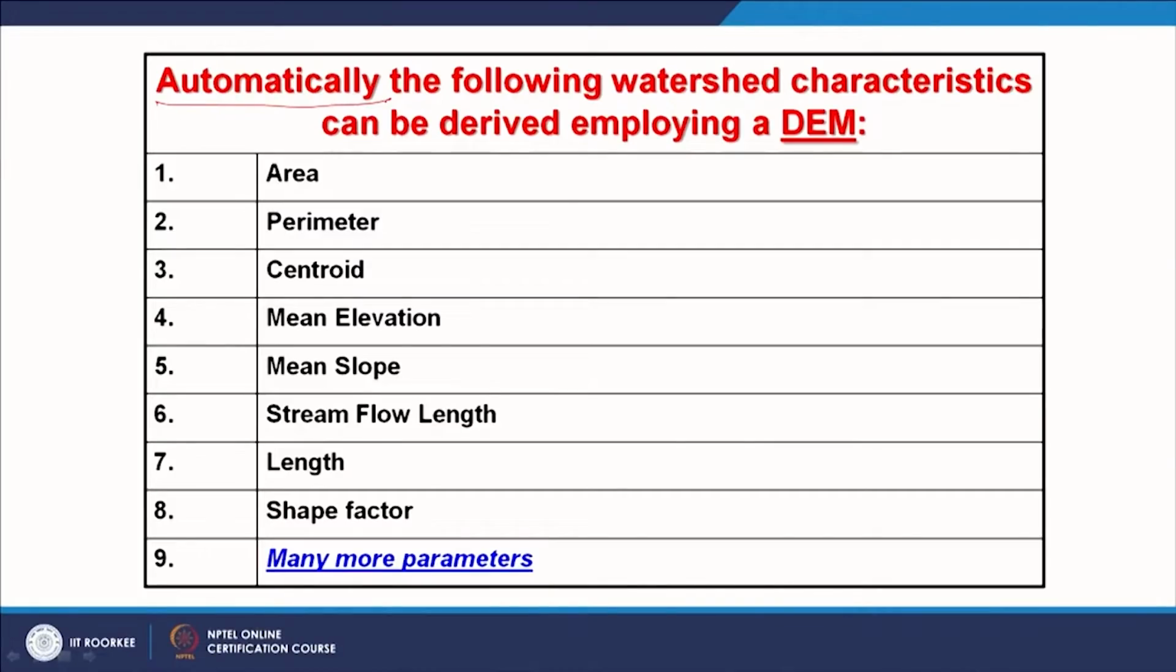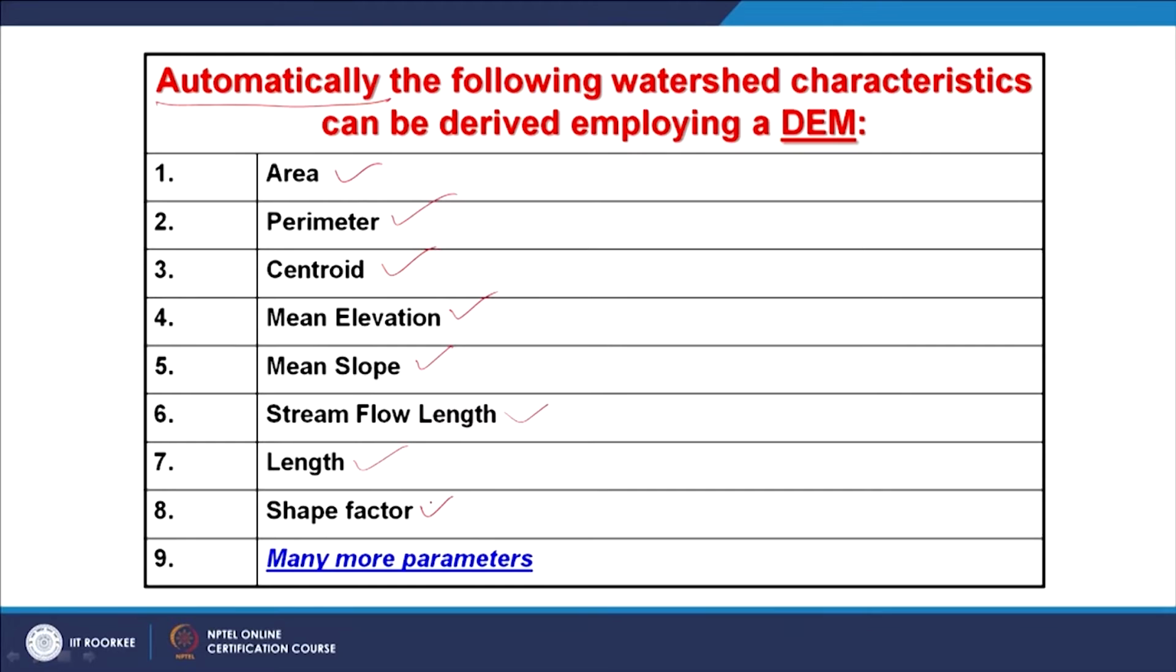So, automatically you can derive, for example, the area of the watershed, the perimeter of the watershed, and the centroid, because it is a polygon. So, you will get area, you will get centroid, also mean elevation, mean slope, highest elevation, lowest elevation, and that is all going to be always the pour point, and then stream flow, stream length, shape factor.